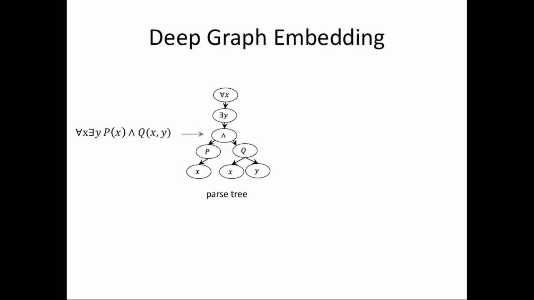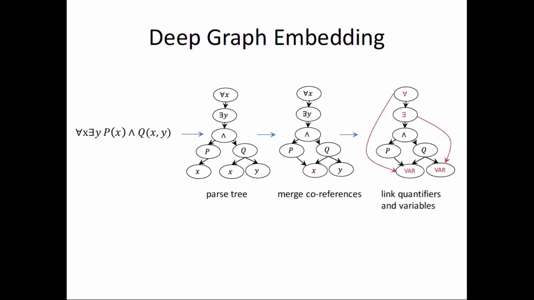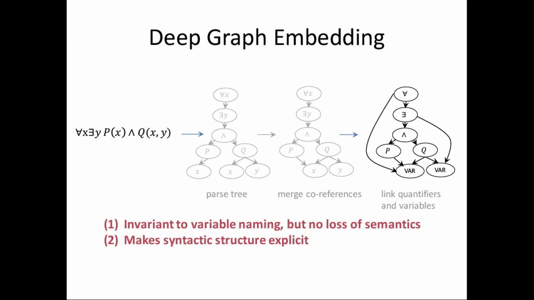We propose a method to achieve such invariance based on the idea of graph embedding. Given a formula, we start from its parse tree, merge the leaf nodes that represent the same variables, and connect each quantifier with its variable. Also, we drop the original variable names and replace them with a generic name, var. This graph representation is invariant to variable naming because the original variable names have been removed. At the same time, there is no loss of semantics because we still know which quantifier binds which argument of which predicate. Also, a side benefit is that the graph makes the syntactic structure explicit.